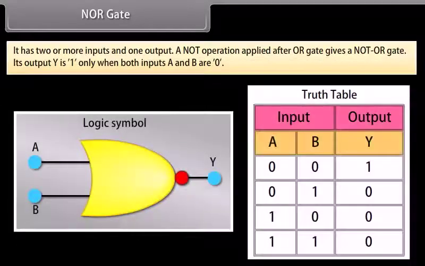NOR gate. It has two or more inputs and one output. A NOT operation applied after an OR gate gives a NOT OR gate. Its output Y is 1 only when both inputs A and B are 0.